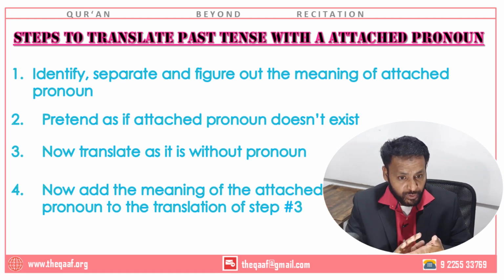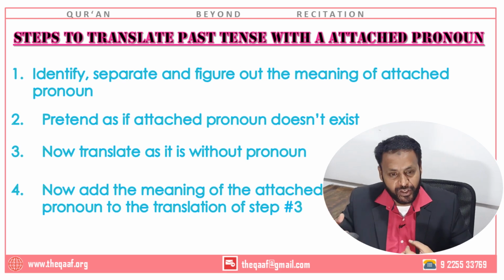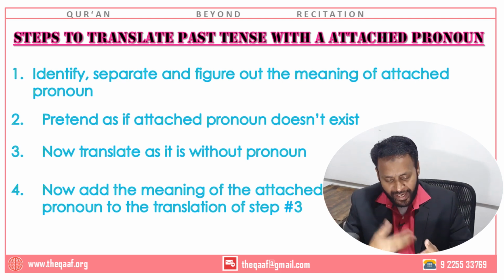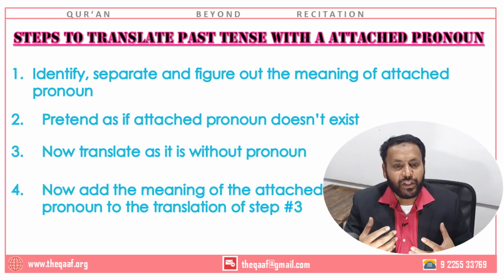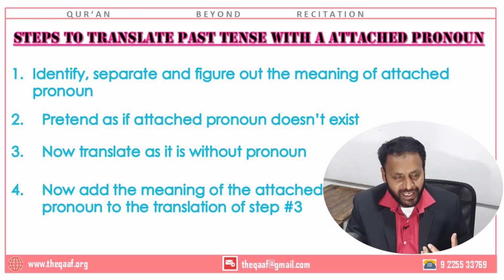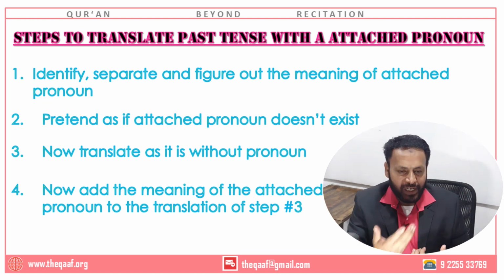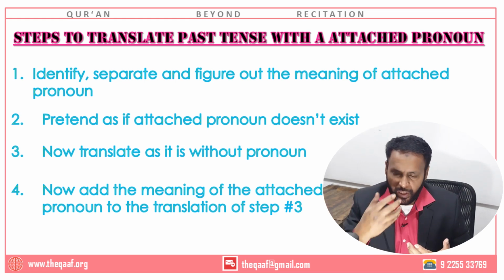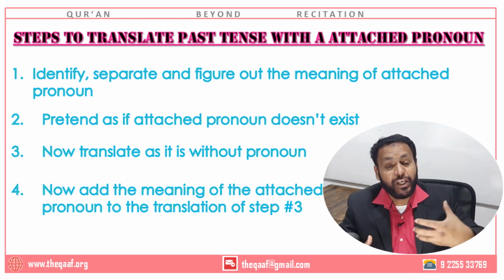Only when you do this step will the interpretation of that verb start coming out in the right manner. So you identify the pronoun, you assume it is not there. Okay, so now you are left with only the verb. Now translate the verb. You have already studied how we translated the past tense. It will be one of those tenses. So translate it now. Once you have the translation ready, put back the meaning of the pronoun.